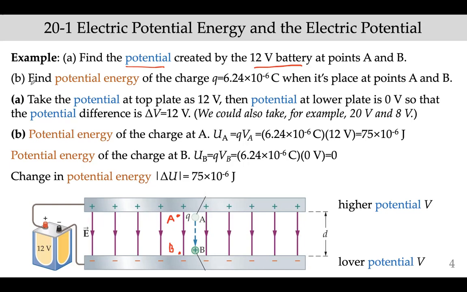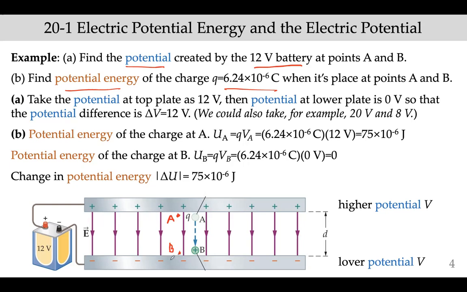And the second part of the question is to find the potential energy of a charge. Notice that when we talk about potential V, we don't talk about charge. It's about the place. It's a property of the place. But when we talk about potential energy, now we have to place a charge in that place. When you place a charge in the background of a potential, then we can talk about potential energy. So the charge is given. So part B is what is the potential energy when the charge is at this point.